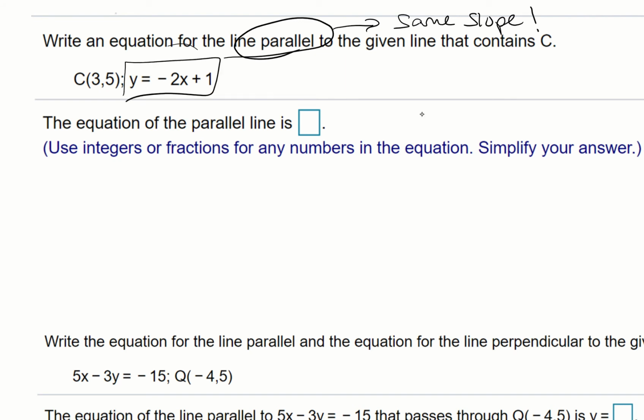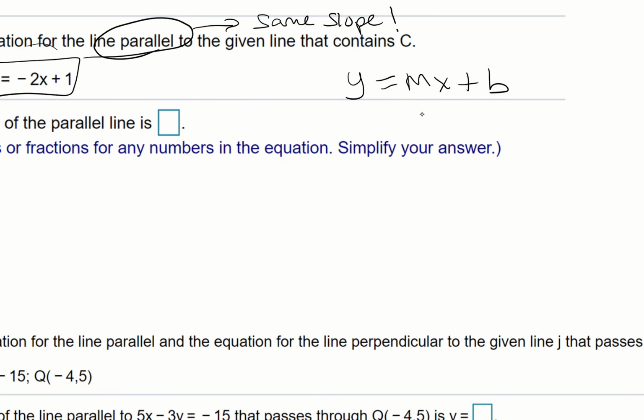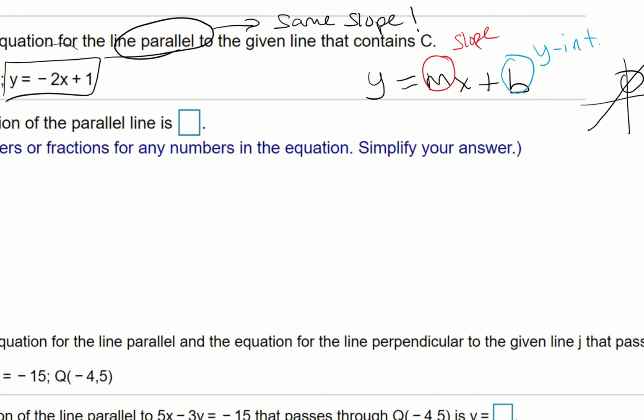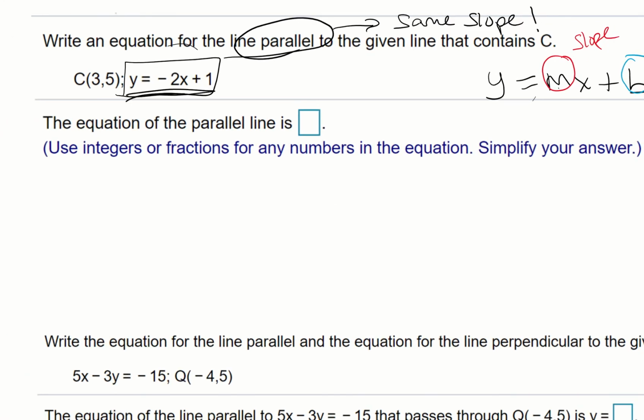So what's the slope of this guy? Remember, y is equal to mx plus b is the slope-intercept form equation for a line. Remember that in this equation, m represents the slope, and b represents the y-intercept. Slope, remember, is the rise over run. The y-intercept is where the graph crosses the y-axis. So if we have something in slope-intercept form, we can easily pick off the slope from the equation.